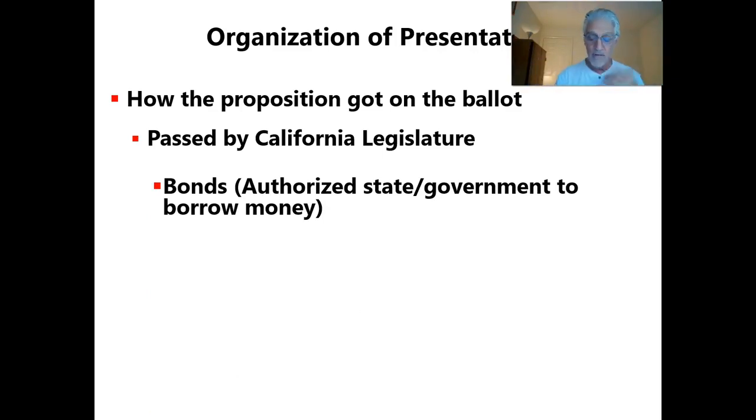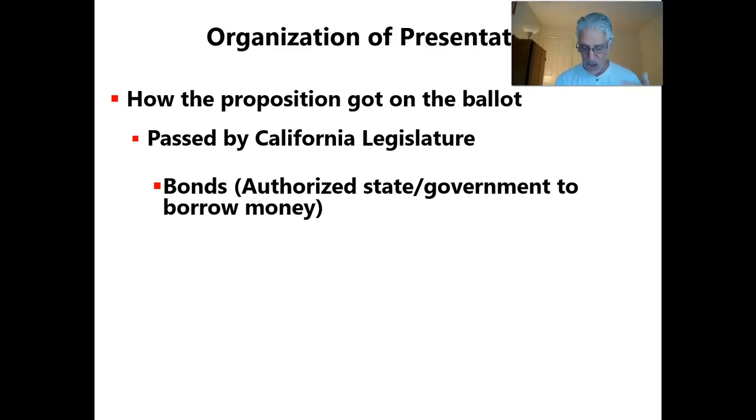propositions on this one. First, propositions 2 and 4 are bond measures. Now, for those of you who don't know, what a bond measure does is it authorizes the state to sell bonds as a way to raise money for certain projects. Proposition 2, briefly, will spend money on K through 12 schools and community colleges. Proposition 4 would spend money on a wide range of environmental projects.